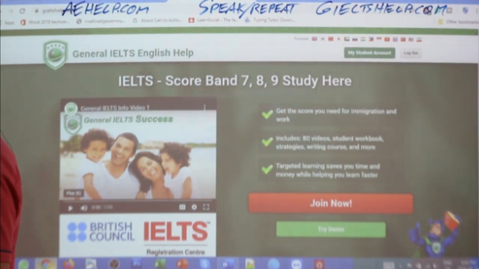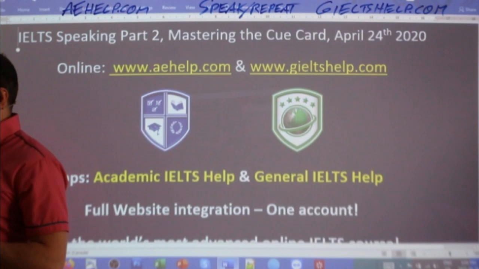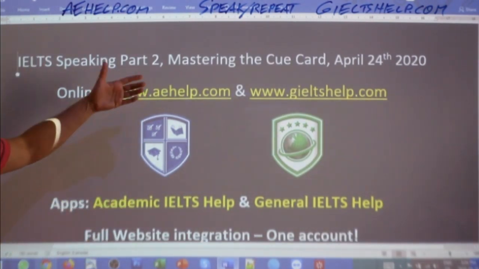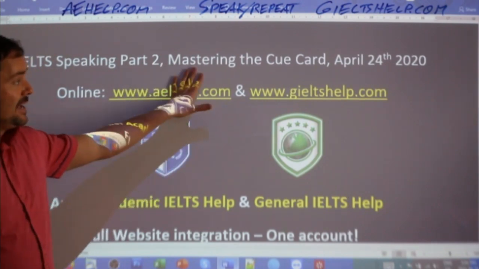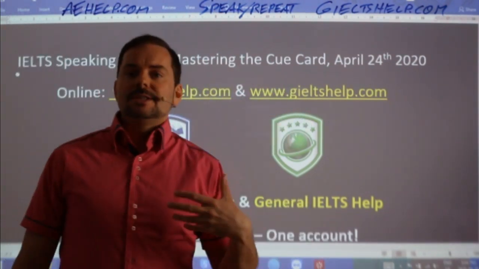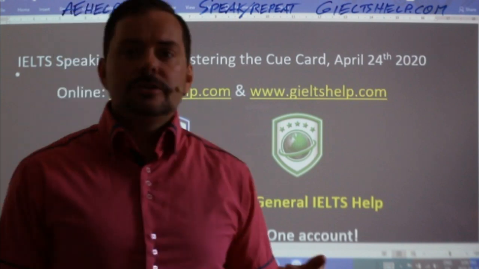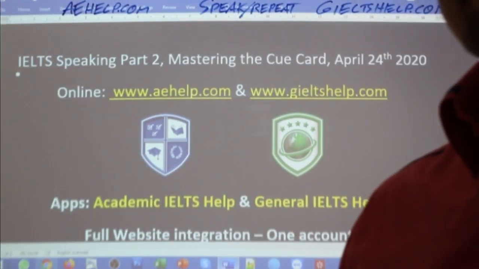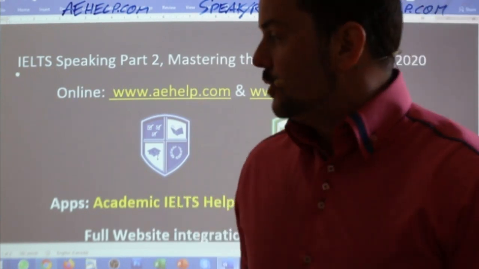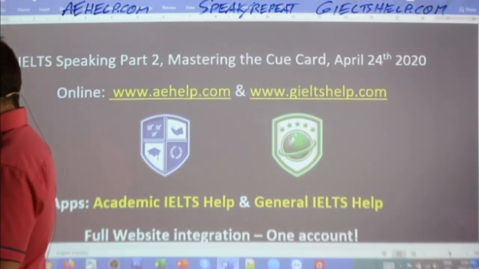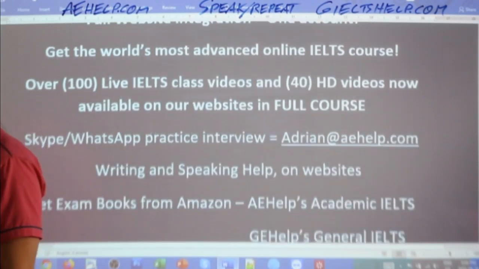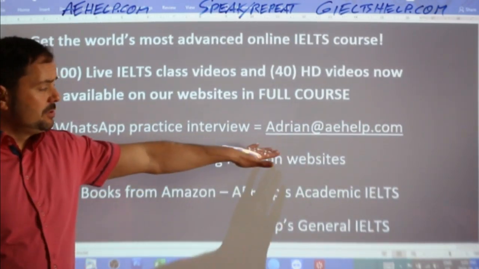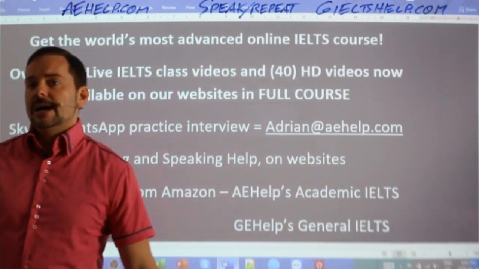That's really important, okay? So today is a cue card, of course, part two. I'm going to tell you how to master answering the cue card, what steps you have to take to get those high band scores. So we'll go through that step by step. If you have questions, if something's not clear, just let me know. Send me an email, adrian@aehelp.com. I will gladly help you.